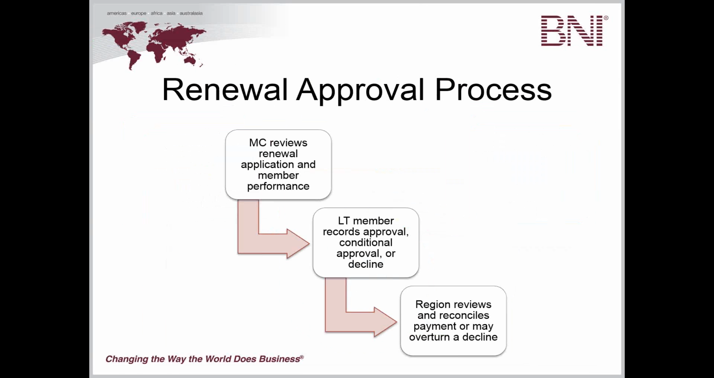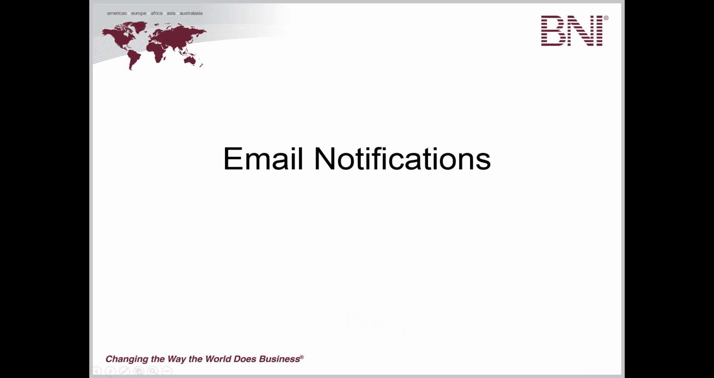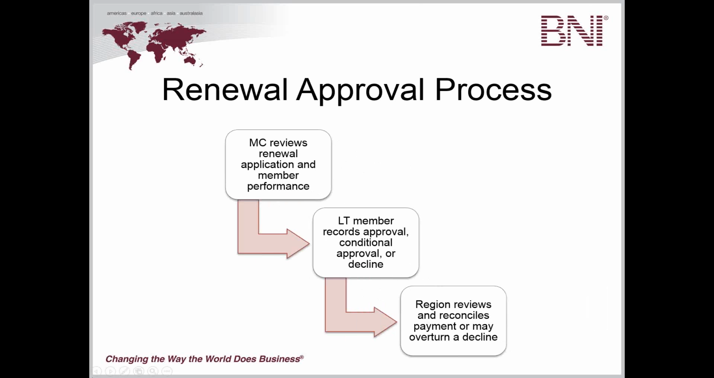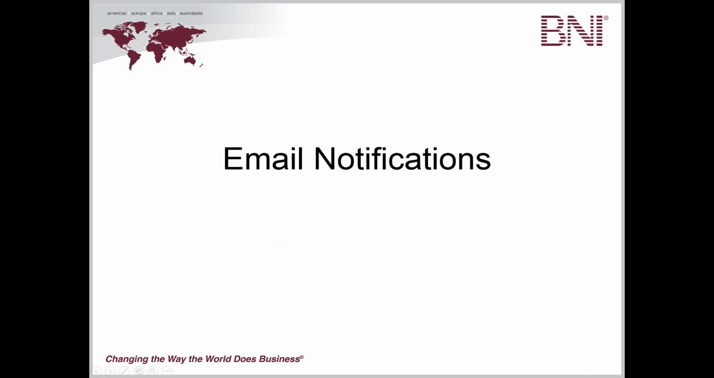So just to review, the membership committee reviews the renewal application and member performance. They need to then have a conversation with the vice president. Then the leadership team member actually does the recording of the approval, whether it's conditional or not, or if it's a decline. And finally, the region reviews that and can reconcile the payment, and if necessary, they can overturn a declined renewal.